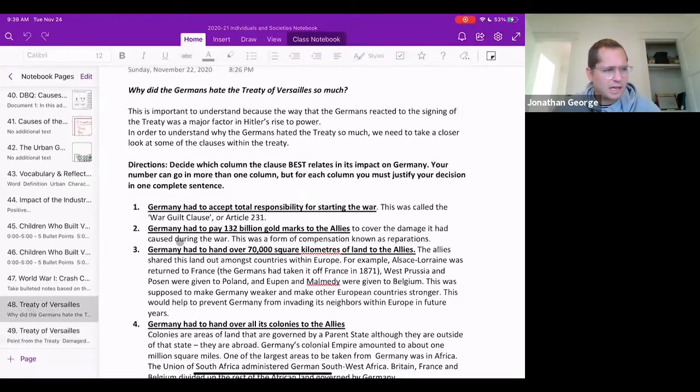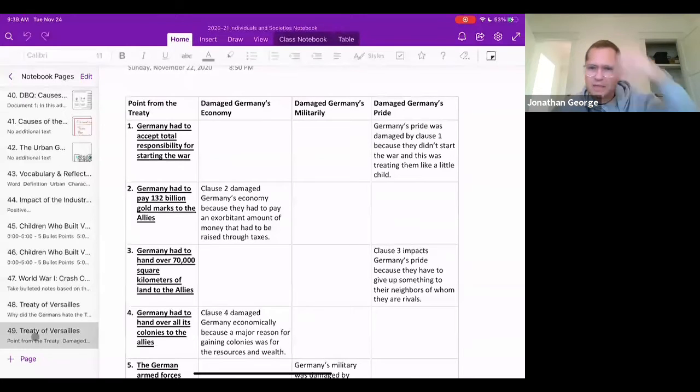Then we looked at the second one. They had to pay 132 billion gold marks, which is the equivalent of about $270 billion, to the people that won the war. But Germany also caused a lot of damage in these countries, specifically Great Britain and France. So we go back to page 49, and we determined that Germany's economy was impacted there. Clause 2 damaged Germany's economy because they had to pay an exorbitant amount of money that had to be raised through taxes. That impacts the people. That's the people's money of Germany, and that money is going to all these other countries. That impacts their economy.